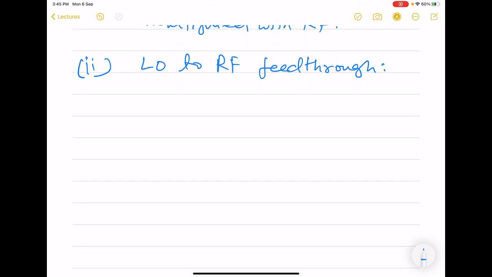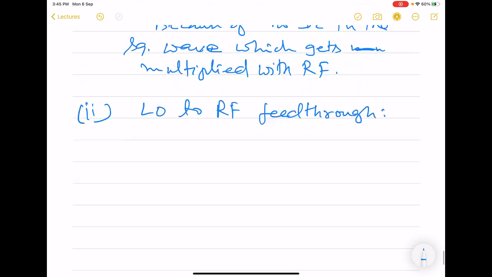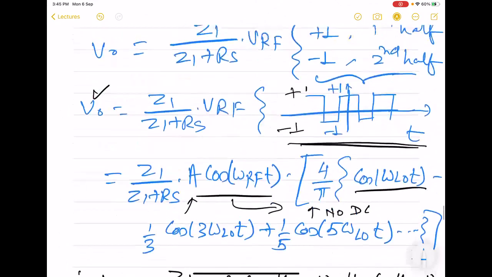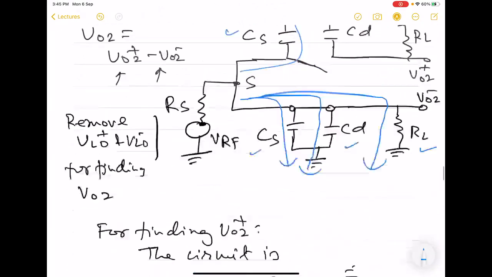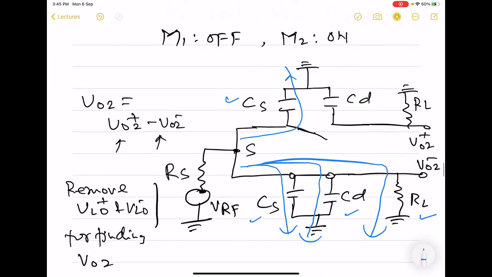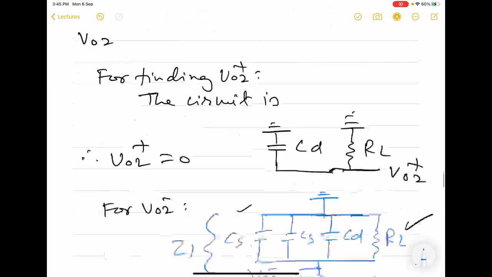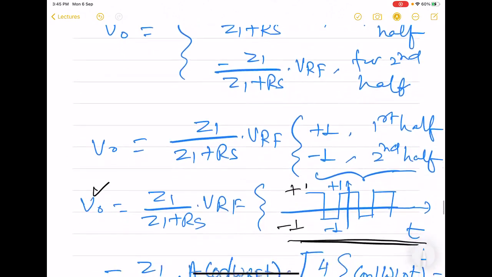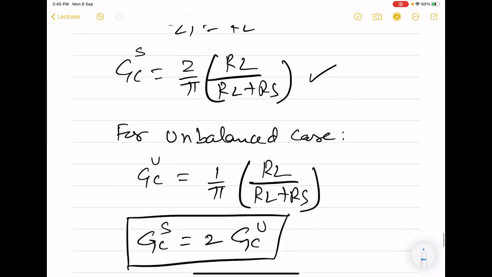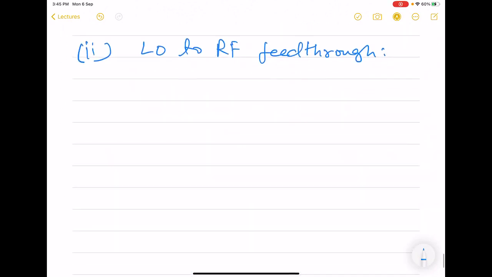So here now what we have to do, we have to treat LO as the source signal, and because of that we have to find out how much signal reaches at this source node. So we have to now include this LO plus and LO minus in the circuit, and then find out voltage here. So again, this has to be carried out in various steps.